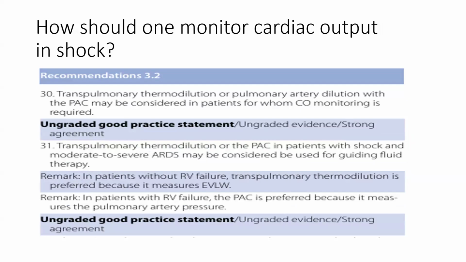So, how should one monitor the cardiac output in shock? Transpulmonary thermodilution and pulmonary artery thermodilution with a pulmonary artery catheter may be considered in patients for whom cardiac output monitoring is required. Transpulmonary thermodilution or a pulmonary artery catheter in patients with shock and moderate to severe ARDS may be considered for guiding fluid therapy.